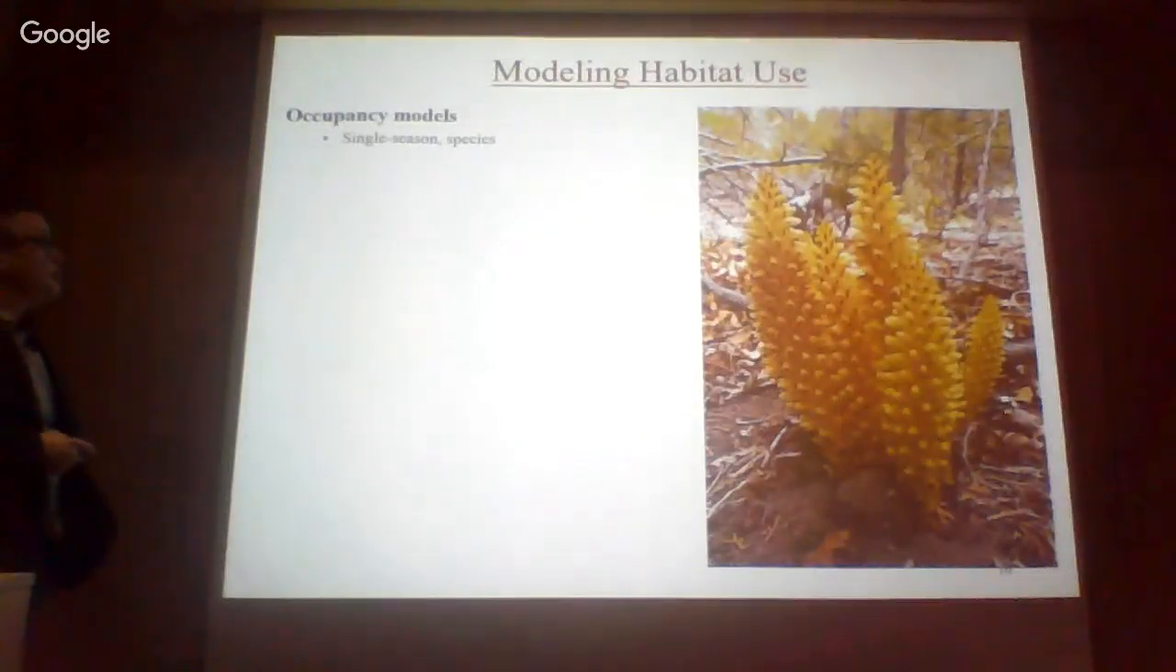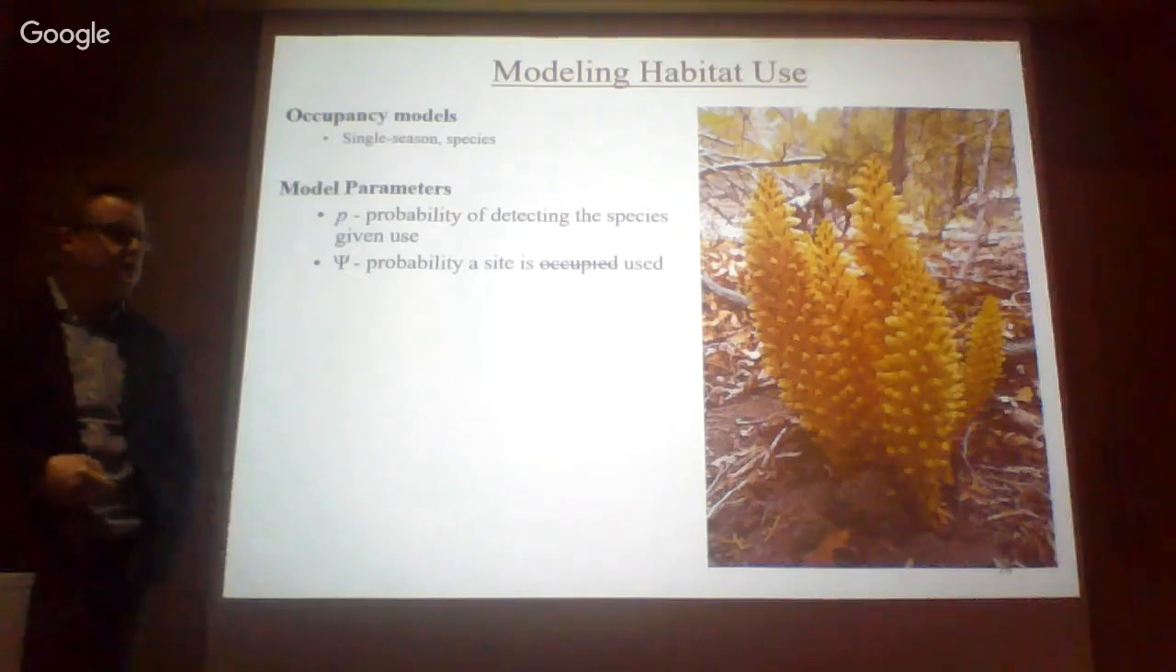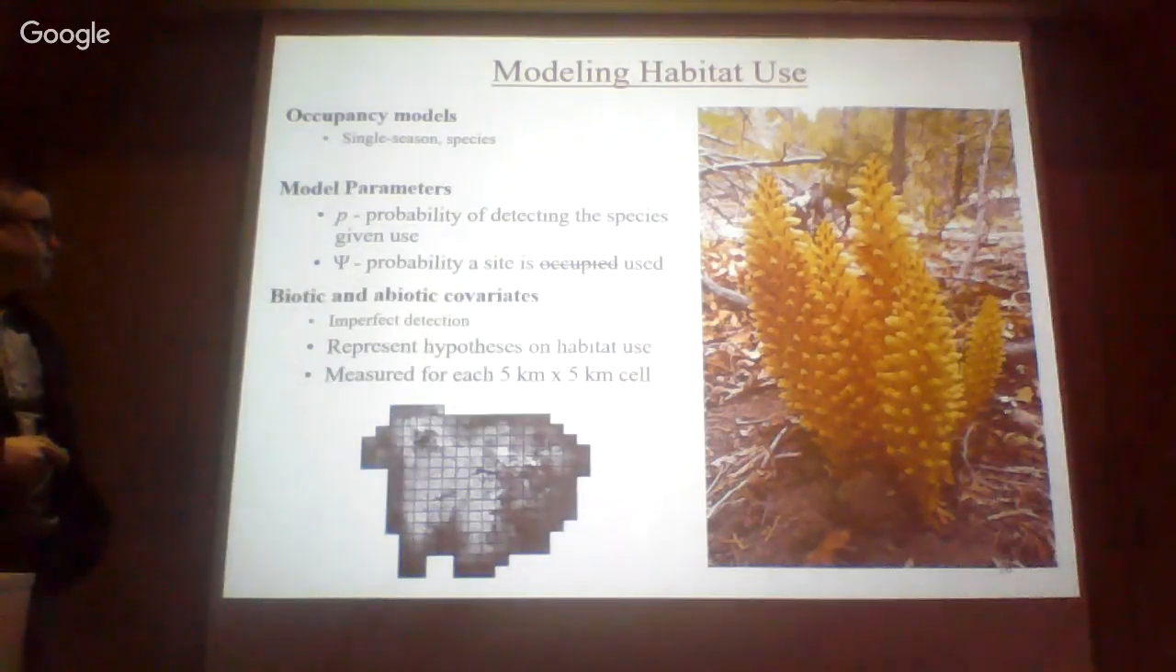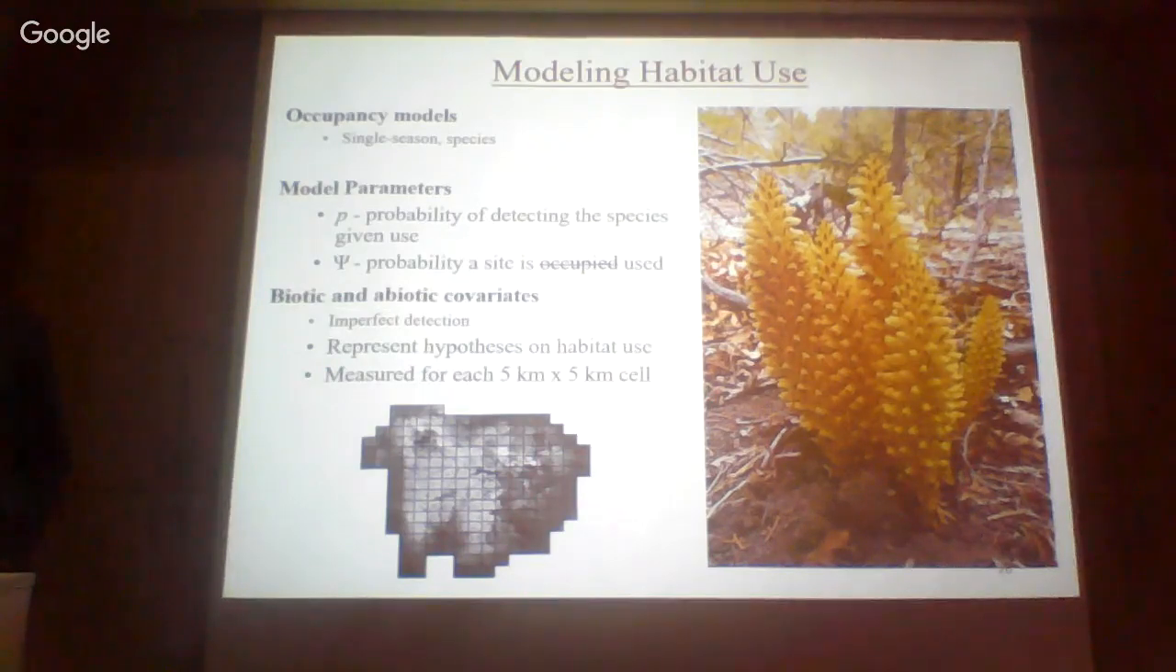Occupancy modeling, specifically, I used a single-species model. Just as a refresher, we're going to have to estimate two parameters. One is our ability to detect the species, and the other is the probability that the site is used. I modeled imperfect detection as well as representing these hypotheses on habitat using a suite of biotic and abiotic covariates. And I measured each covariate for each cell, which is our sampling unit, across each study area.